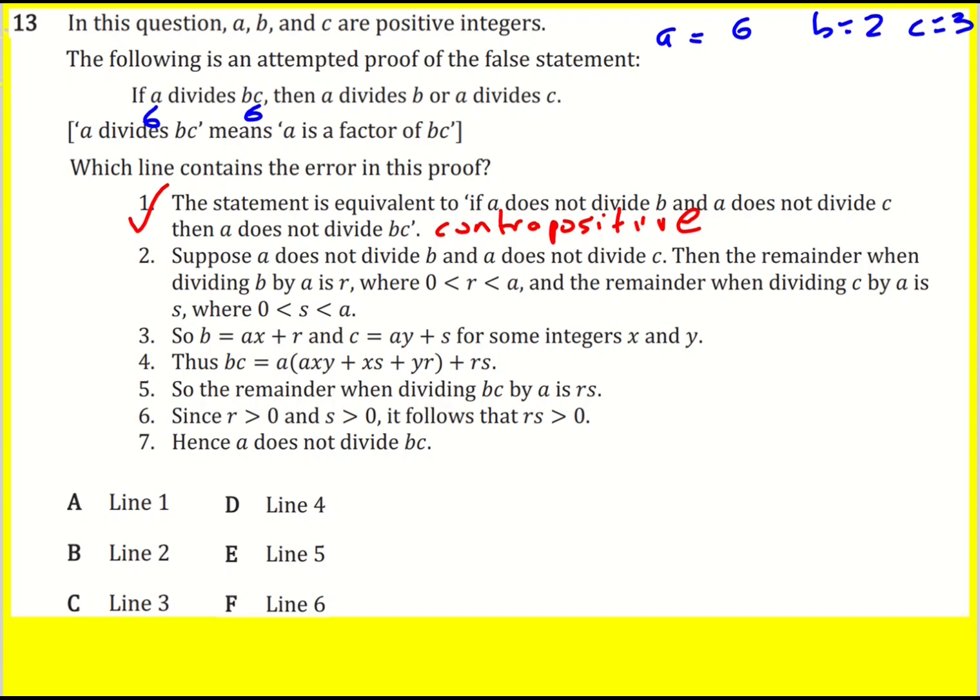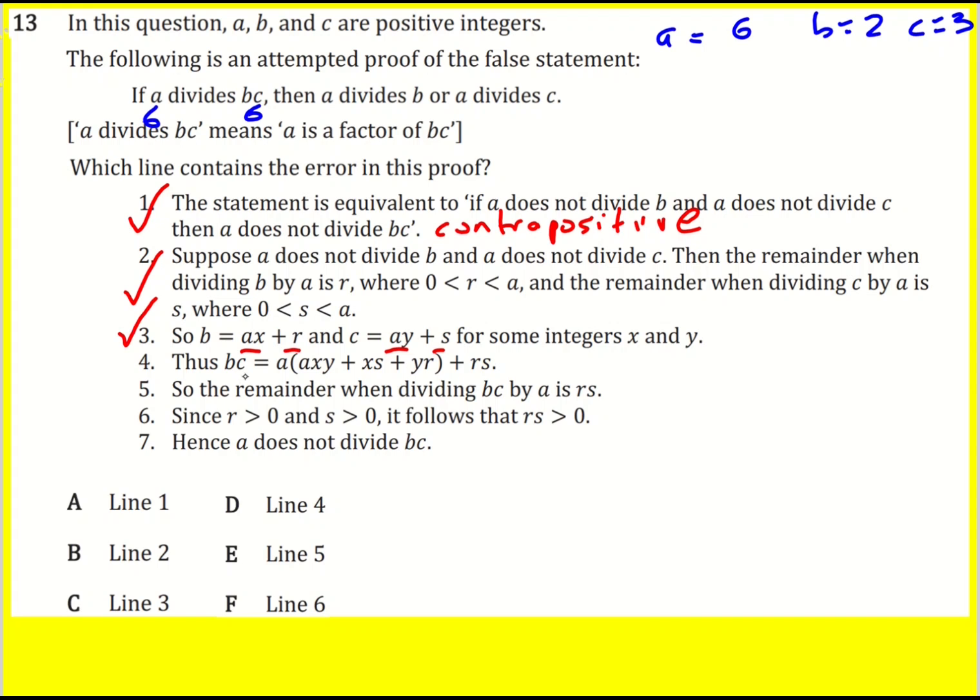So suppose A does not divide B and A does not divide C, then the remainder when dividing B by A is R, where R is between 0 and A, and the remainder when dividing C by A is S, where 0 is less than S, which is less than A. There's no problem with that. We know that A does not divide B, so when we try to do it, we're going to get a remainder, and it's going to be greater than 0 but less than A. That means we can write B as some multiple of A plus a remainder, and C as some multiple of A plus a different remainder. No problem with that either.